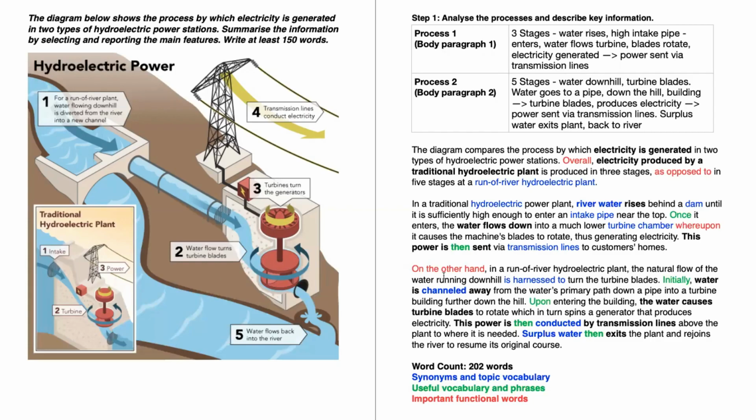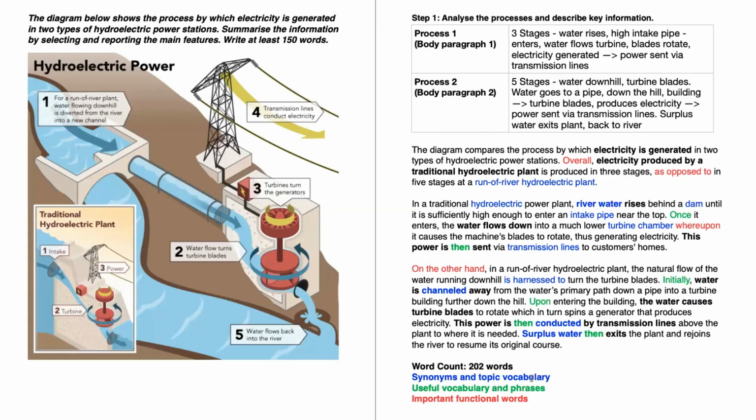Now here, "on the other hand" is a great functional phrase to show a contrasting idea. We have the second process: initially, upon, then, and then again. These are important sequencing words and phrases.